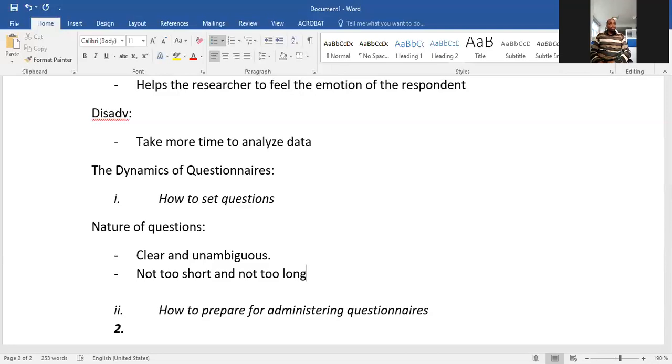A question can go like, which particular shelves in the library do you mostly visit? That question is not too short and it's not too long. Because of that, it is very clear and it is not ambiguous. I know I'm being asked about shelves, and the ones I mostly visit, and then I can write. So it becomes very easy to answer. As you set the questions, make sure they are clear and unambiguous, and to achieve that, they should not be too short or too long.